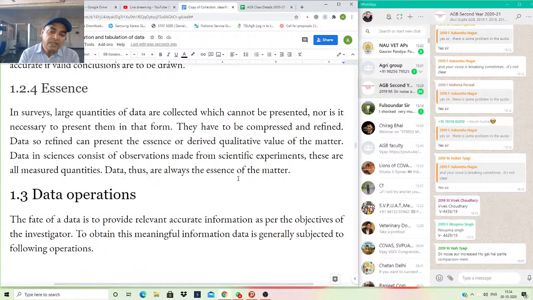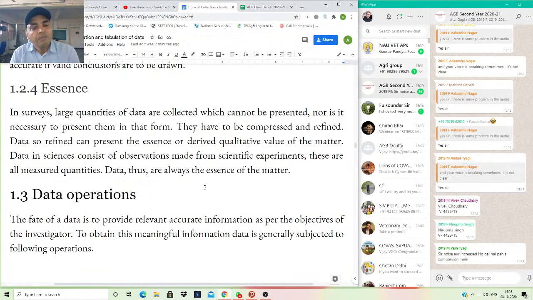When we are conducting an experiment, say on the feed intake of animals, whatever data we generate, such as the average amount of roughage consumed by the animals and the amount of concentrate consumed by the animals, that data is showing you the essence of that particular matter. So it is very important that whatever you are studying, the data should represent the essence of that matter.